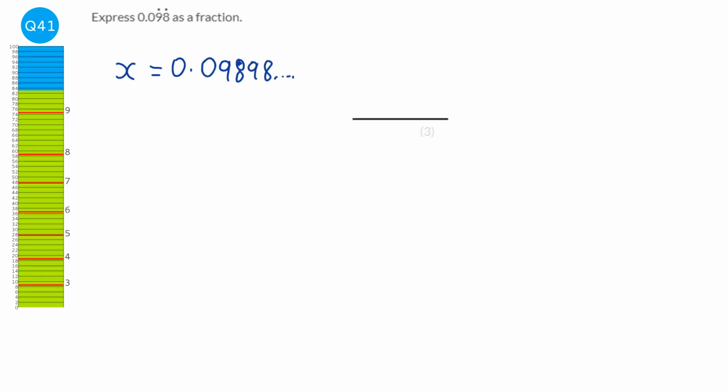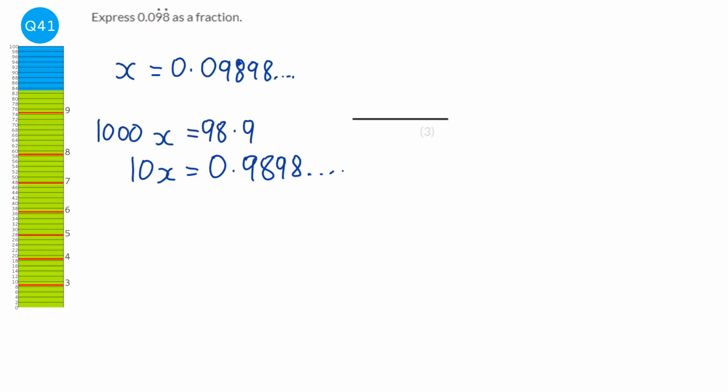So if we have x equals 0.09898 blah blah blah, we actually want the repeating pattern to be next to the decimal point. So we're actually more interested in 10x, and so that'd be 0.9898 blah blah blah. And we want the repeating pattern to also be in front of the decimal point, so just the digits that repeat. So if we did 100x, it would just be the 9, so we need to do 1000x. And that will give us 98.9898 blah blah blah.